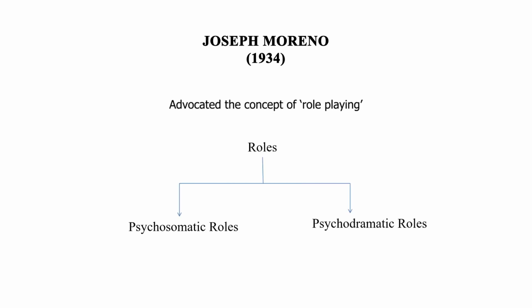The more complex roles, however, according to J.L. Moreno, develop as one grows older. These complex roles fall within what Moreno calls psychodramatic roles. Individuals may employ these as and when the need arises and terminate their use when no longer needed.